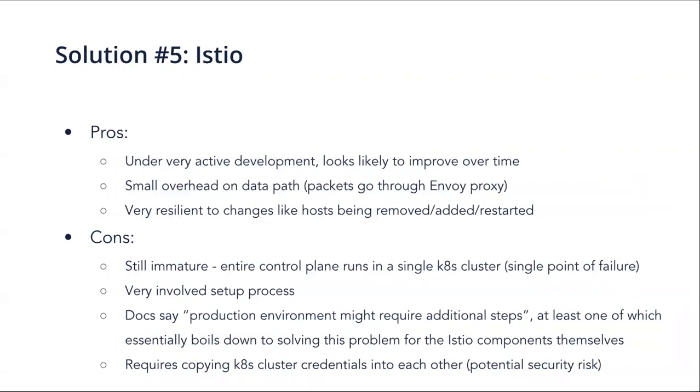And they even say in the docs that even if you follow all the docs until the end, running a real production environment would require additional steps, at least one of which is solving this problem of addressing between clusters for the Istio components themselves. They have this problem where if the Istio components in the main cluster get rescheduled onto different nodes and end up with different IP addresses, then those Istio remotes will not be able to reach them anymore. So you're actually just kind of moving the problem from Cockroach into how you configure Istio. So it doesn't really solve things yet.